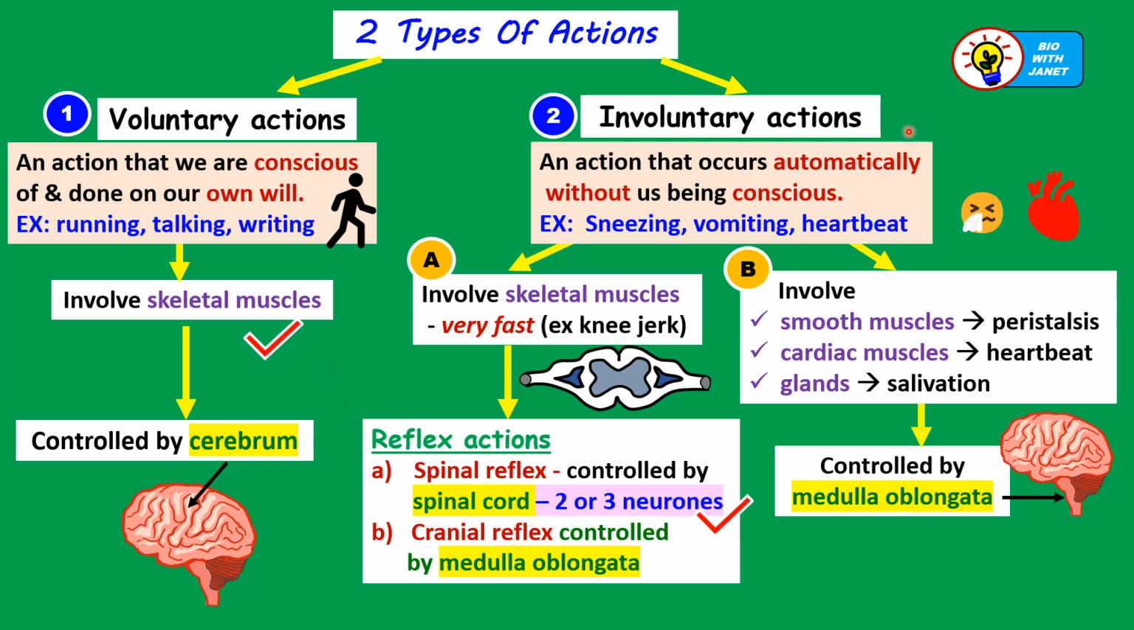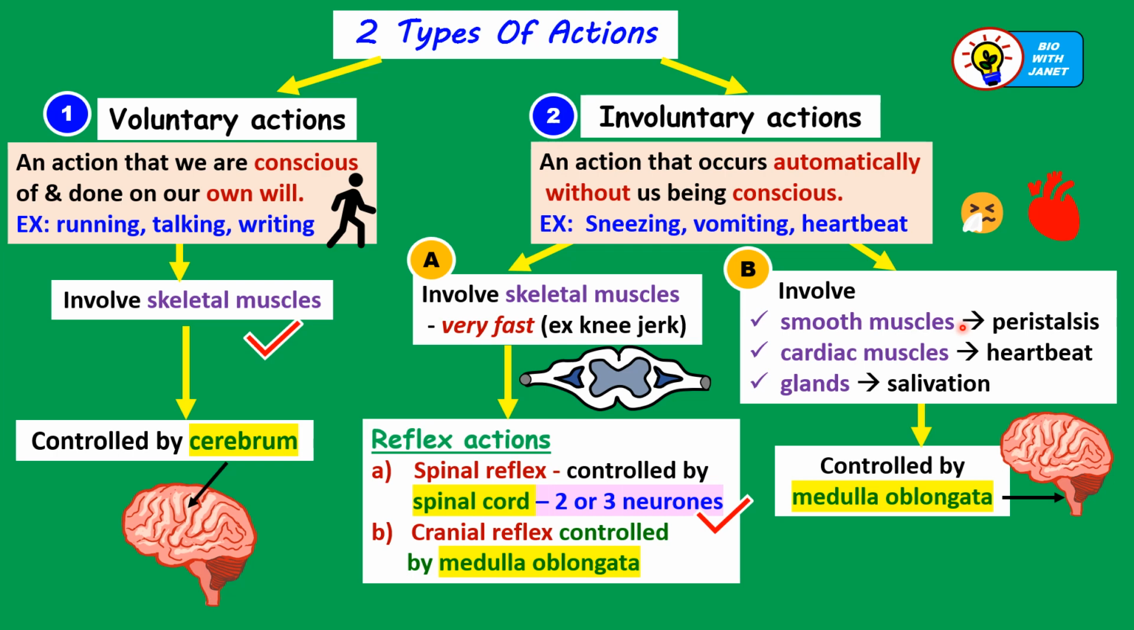Now there's another type of involuntary action, which is B here. They involve the smooth muscles, cardiac muscles, or glands. For example, an involuntary action that involves the smooth muscles will be peristalsis, which is the alternate contraction and relaxation of the smooth muscles in parts like the digestive system, in the esophagus, intestines, or even in the contraction of smooth muscles in the walls of arteries.